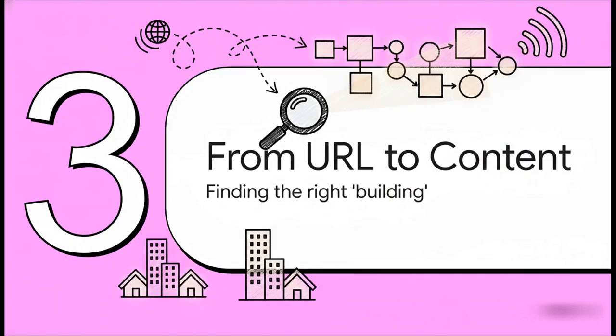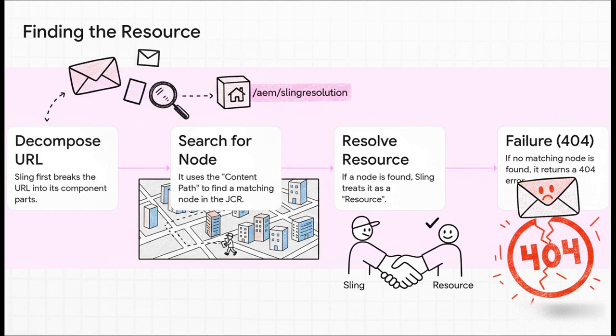Okay, so now we can read the address on the envelope. Let's follow the mail carrier as they do the first, most critical step, finding the right building. So first, Sling breaks down the URL, just like we did. Then it takes that content path and starts walking the digital streets of the Java Content Repository, or JCR. It's looking for a node that matches. If it finds it, great, we've found our resource. But if that path leads to an empty lot, well, that's when you get a 404 error. No building, no delivery. It's that simple.